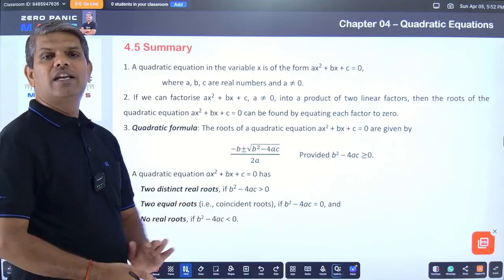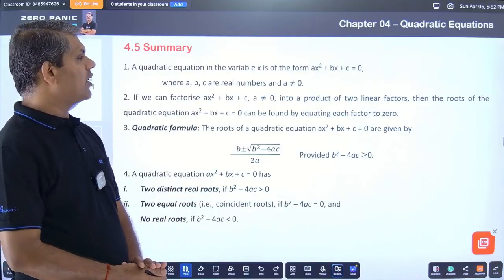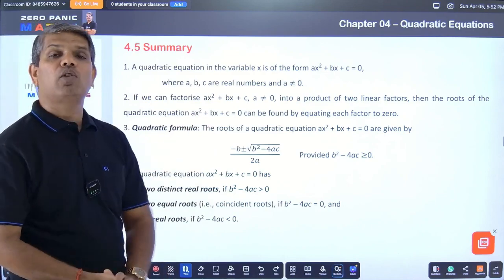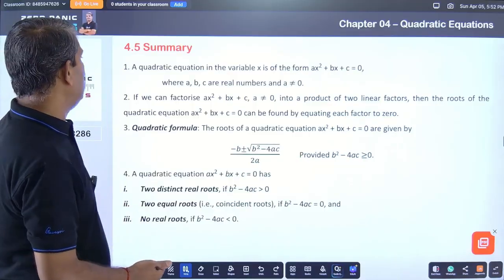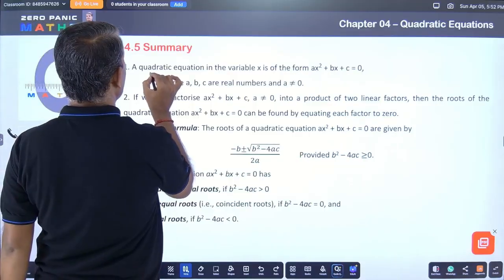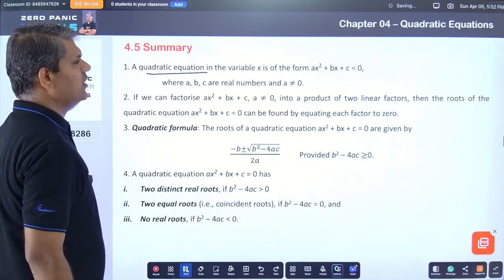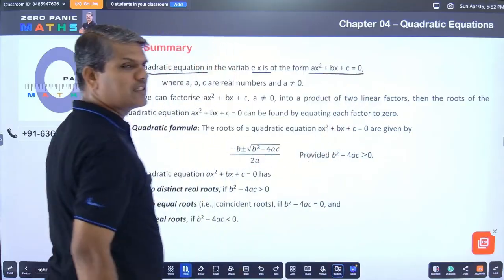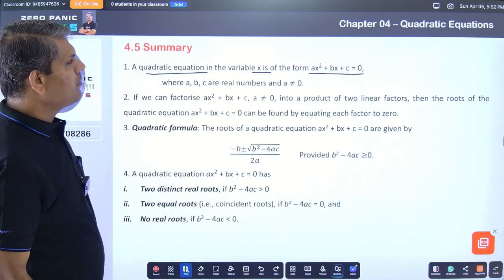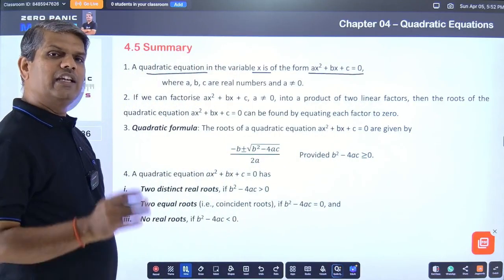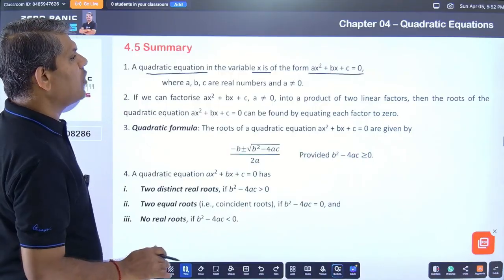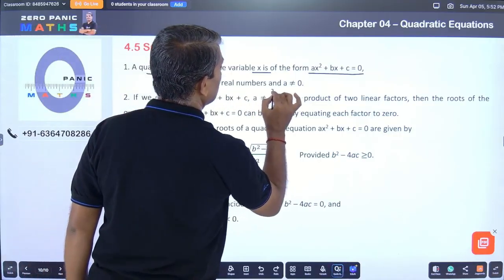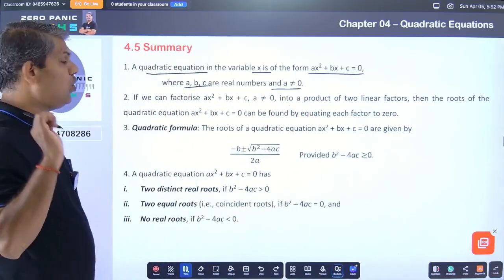this completes the chapter 4 quadratic equations also. So before we complete, let us quickly revise what we have studied in this chapter. Okay, so we saw what exactly is a quadratic equation. A quadratic equation in variable x is of the form ax square plus bx plus c. Okay, it is exactly the quadratic polynomial equated to 0, where a, b, c are real, and you know that a should not be equal to 0.